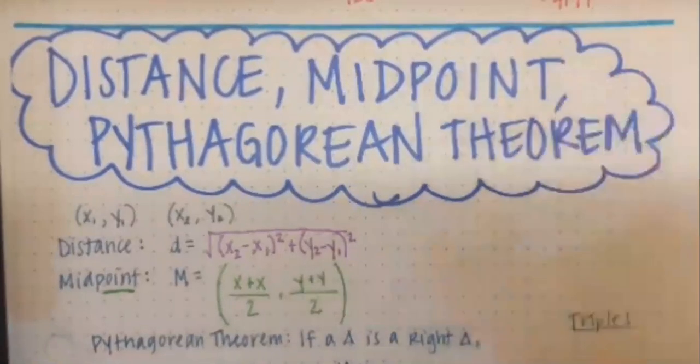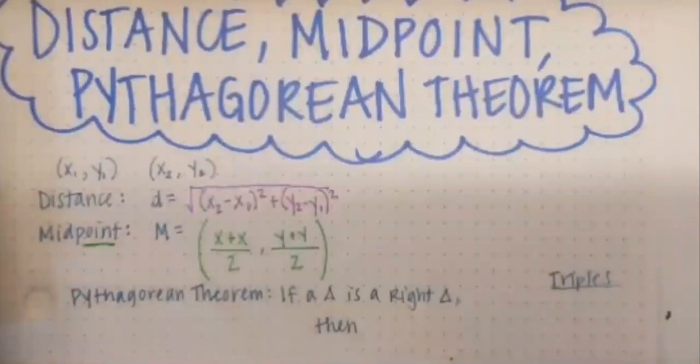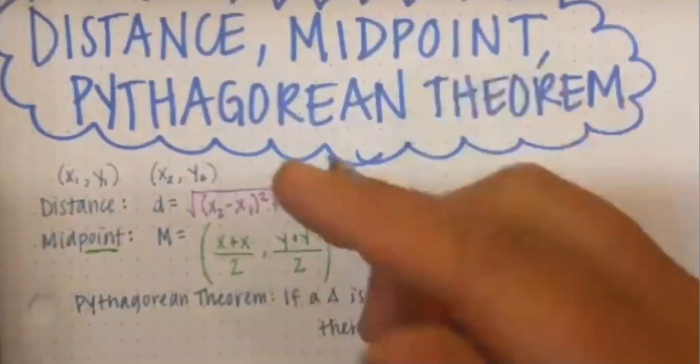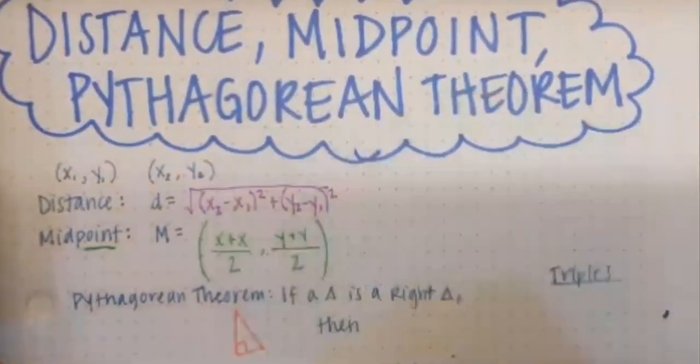Okay, and then we got Pythagorean theorem. Let me scooch up. So the Pythagorean theorem is actually like a sentence, right? It says, if a triangle is a right triangle. So I have to know that it's a right triangle, and the problem will either tell you straight out that it's a right triangle, or it'll give you a triangle, and it'll label that box in there. So the box means the right angle, it's 90 degrees.